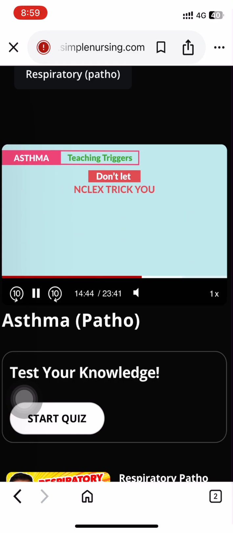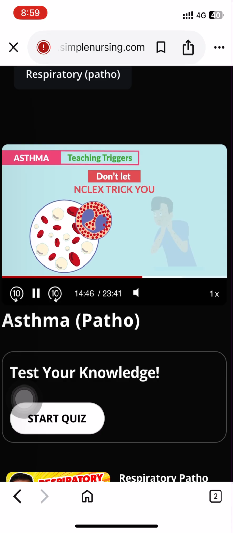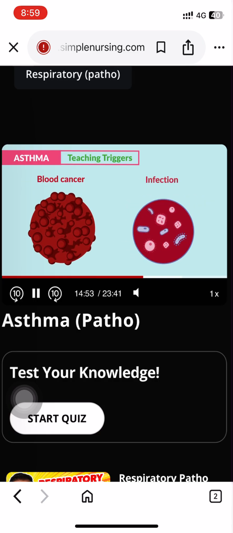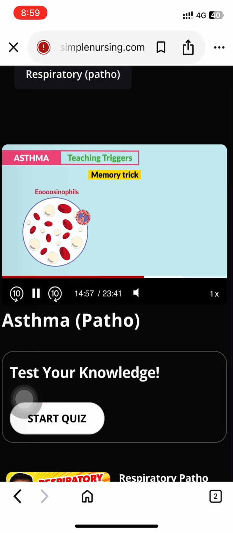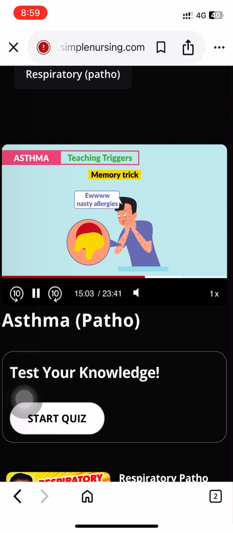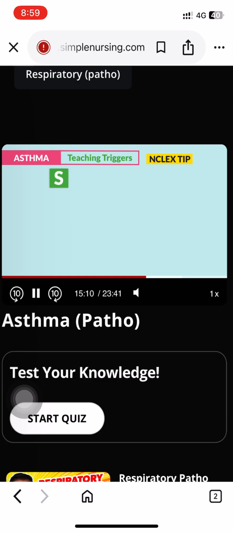Now don't get tricked. It was eosinophils, which indicates allergies, not neutrophils and not lymphocytes, which indicates blood cancer and infection. So the memory trick, just think eosinophils as ew, nasty allergies. Having a lot of gross mucus just dripping everywhere, like eosinophils. Okay, next is the S's.